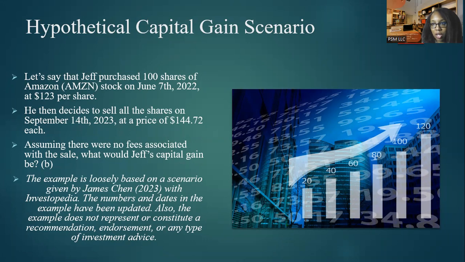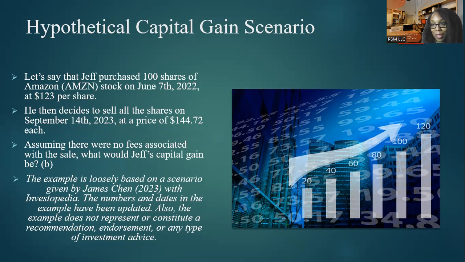Let's say that Jeff, our friend and investor, purchased 100 shares of Amazon, AMZN for short, its nickname, stock on June 7, 2022, at $123 per share. Jeff then decides to sell all 100 shares on September 14th, 2023, at a price of $144.72 each. Assuming there were no fees associated with the sale, what would Jeff's capital gain be?